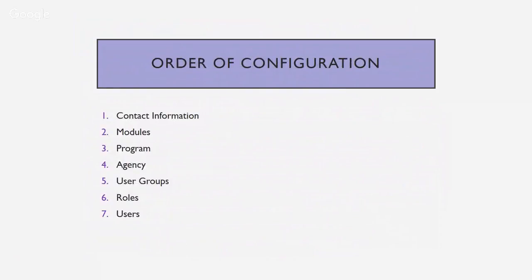When you're configuring the system, there's an order that should be followed. This makes logical sense in the system, but also helps us avoid creating system errors. We'll start with contact information, then modules, program, agencies, roles, and users. It's important to follow that order of configuration. Again, the first 4 will likely be configured for you and aren't ones that need to be changed often, if at all.